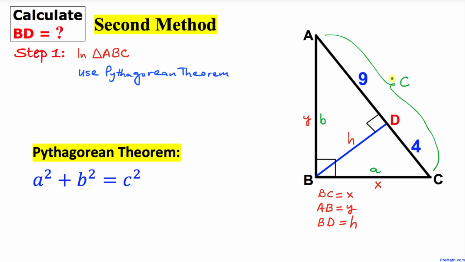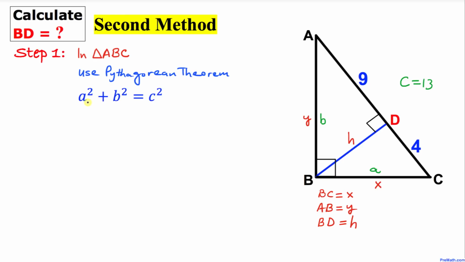This is our hypotenuse, and the value of this c is going to be 9 plus 4, which makes 13. And here's our Pythagorean formula: a squared plus b squared equals c squared. Let's fill in the blanks. In our case, a is X, so I'm going to put down X squared, plus b is Y, so it becomes Y squared, and c in our case is 13, so that becomes 13 squared.